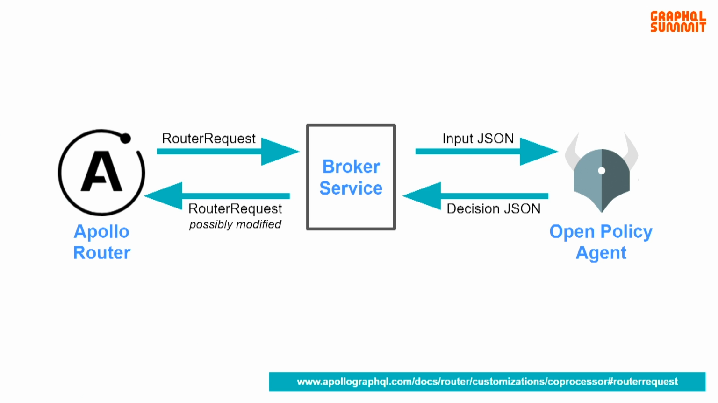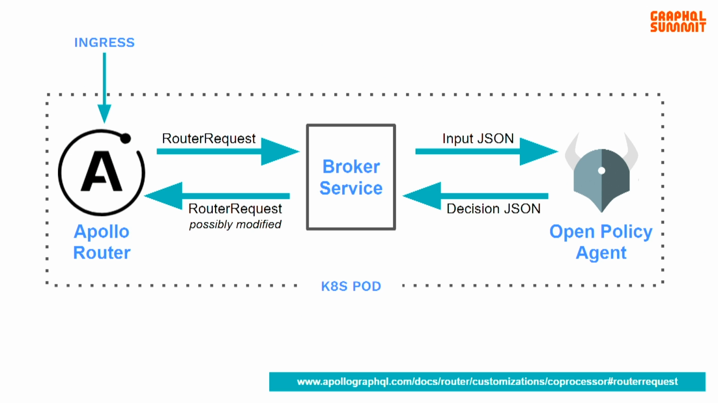With this architecture, we optimize query execution, because if it's denied, then it fails immediately and doesn't send anything to subgraphs. We've improved our defense in depth with the AuthZ policies, and in our case, we'll run it inside of a Kubernetes pod, so that the only external access to this is into the router. That's the only ingress in, and so there's no access to the broker service or to OPA externally once inside that pod.